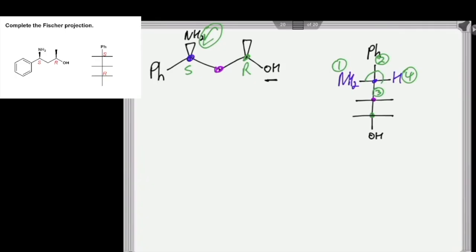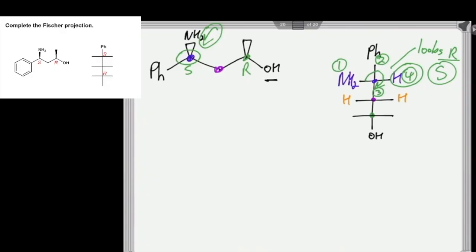Counting down, 1, 2, 3, this appears, it looks like it's R, but the lowest priority group is towards you. This is an S center, so we've done this correctly. It is assigned as an S center over here. It's still an S center when we complete our molecule. So we've done that geometry. That's our double check. Next bond over is just hydrogens. There's no chirality there. It's not an asymmetric center, so we don't have to do anything else.